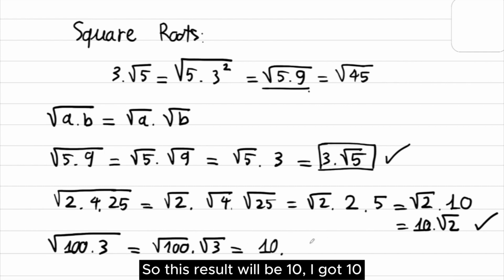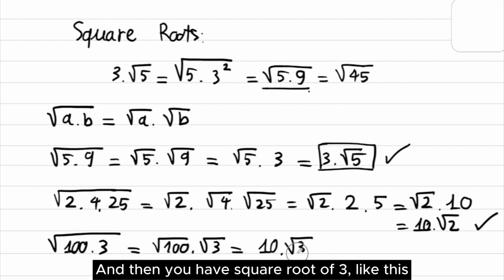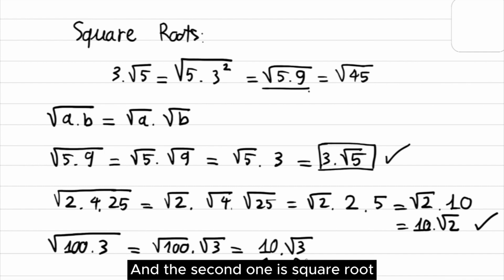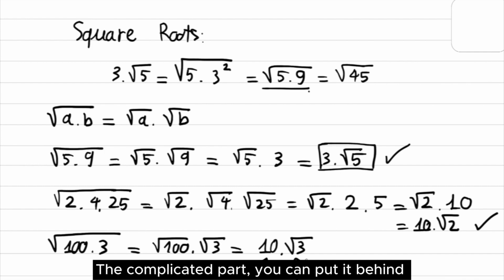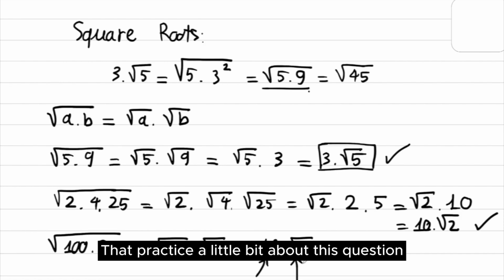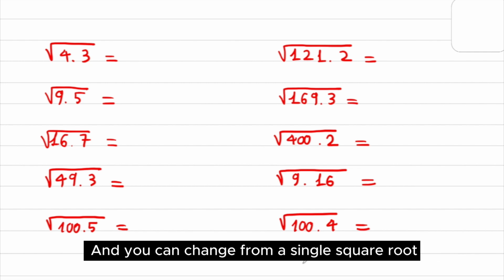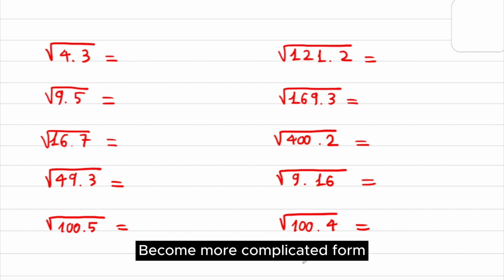I've got 10. And then you have square root of 3 like this. Okay, so this form is right because the beginning of this term is an integer and the second one is a square root. The complicated part you can put behind. Just practice a little bit about this question. You have this slide, and you have here for separating, and you can change from a single square root to a more complicated form, but you can calculate by yourself.